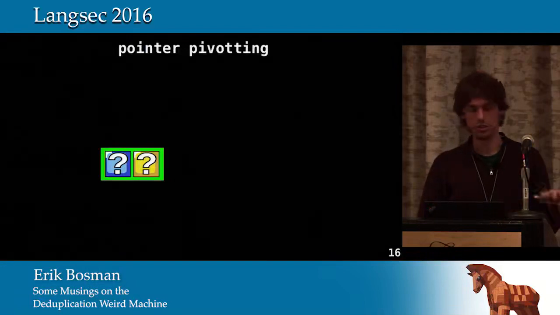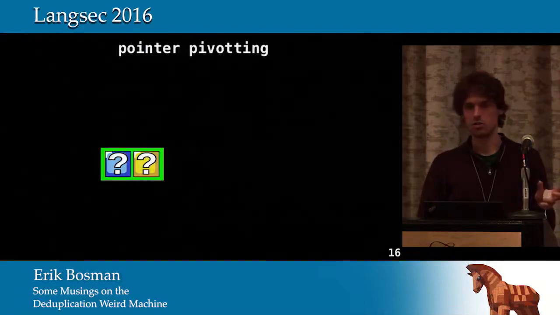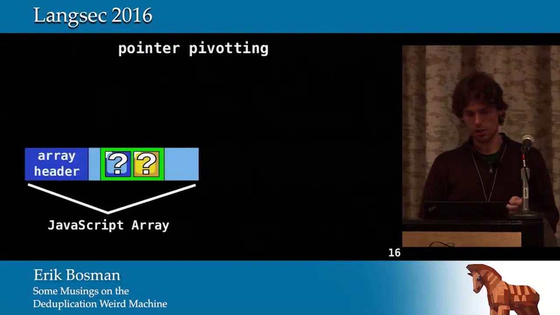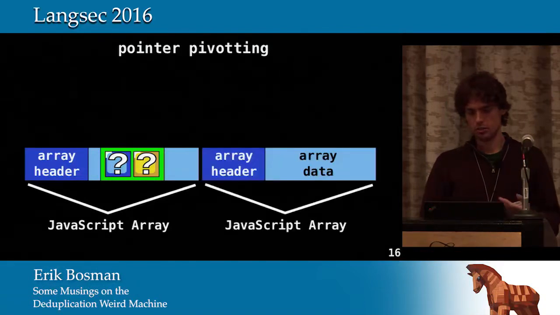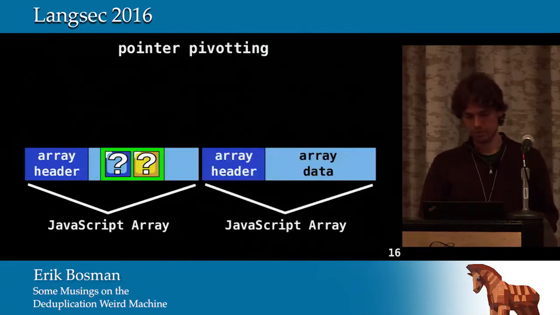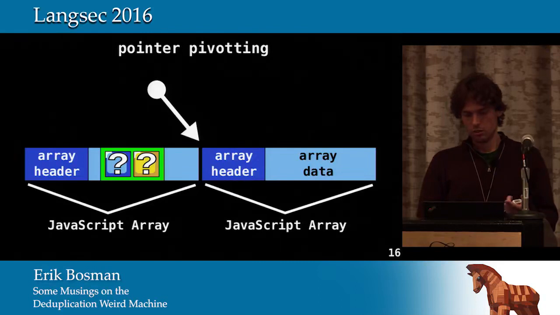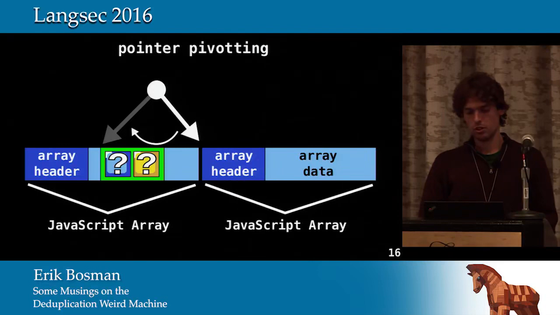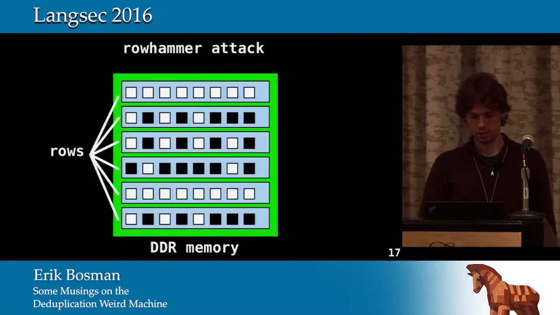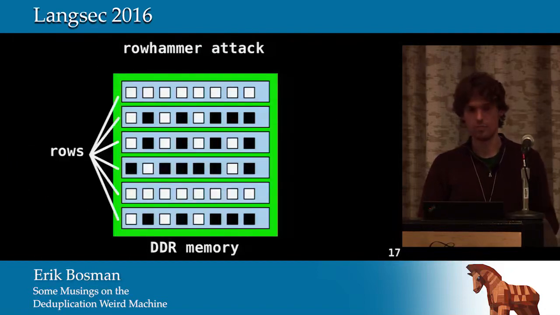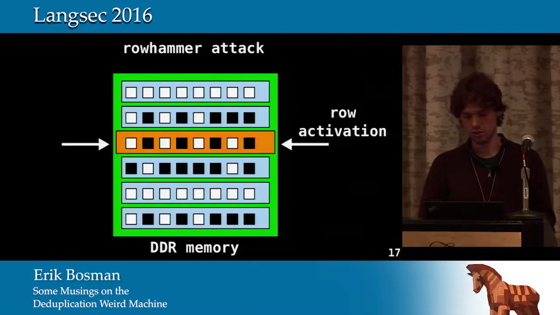To complete the attack, we can now create a fake object inside a JavaScript array. There's another JavaScript array which has a pointer to it, and then we need to change this pointer to our fake object. For that, we use the rowhammer primitive.